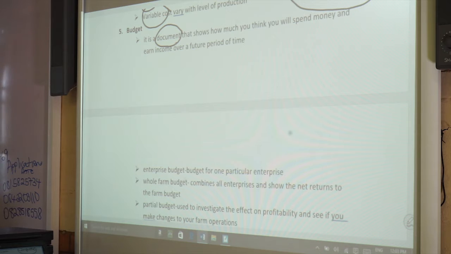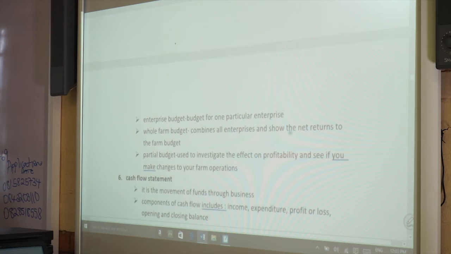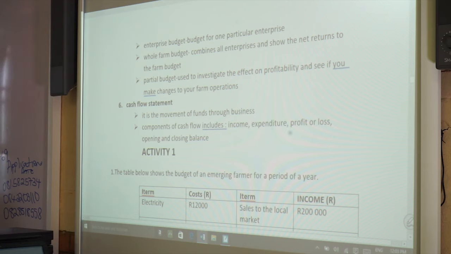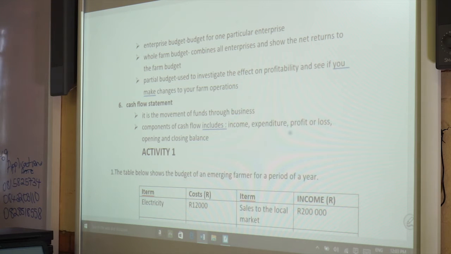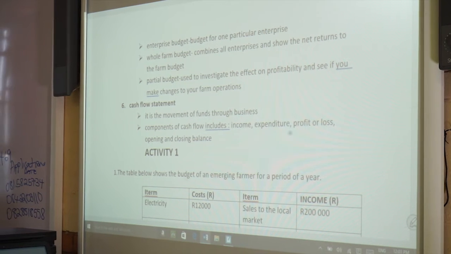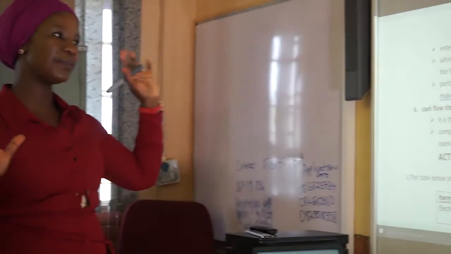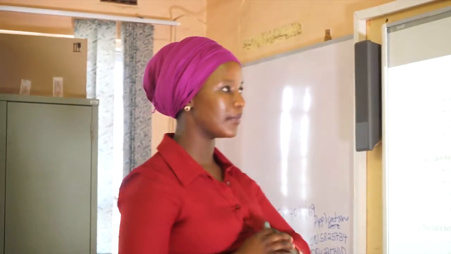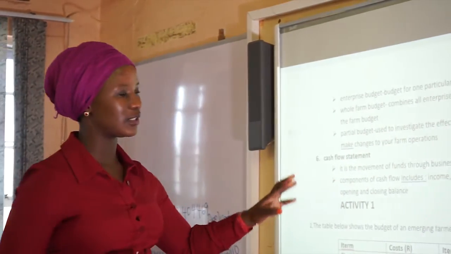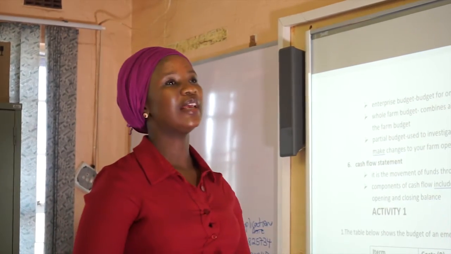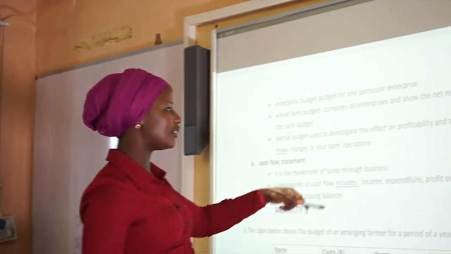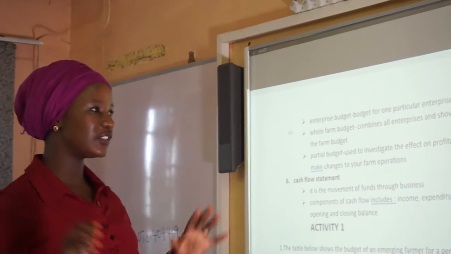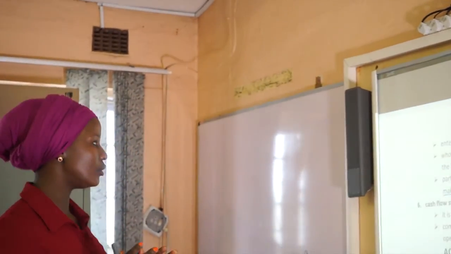So a budget, we divide it into three categories. Number one, we've got an enterprise budget. An enterprise budget is only for one enterprise. Let me make an example. If you've got a piggery and then you've got a vegetable farm, you are doing both pigs and vegetables on the same farm. So when you are doing an enterprise budget, you'll budget for pigs only and then you'll budget for veggies only. But when you are doing a whole farm budget, you combine both veggies and pigs and then you start to do your budget.